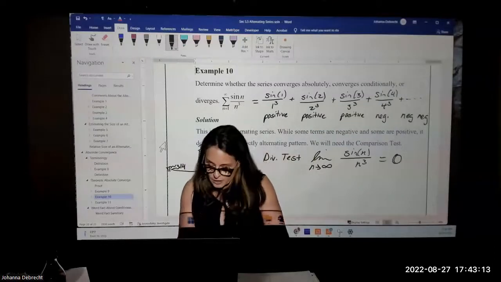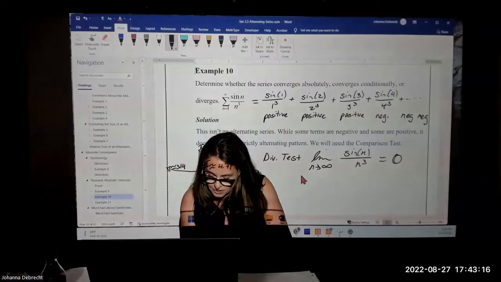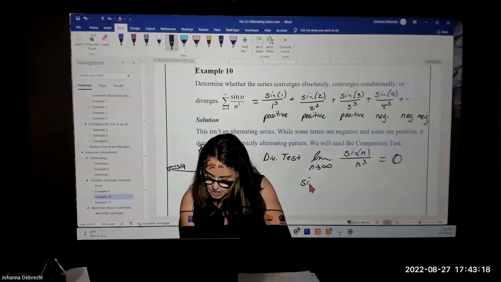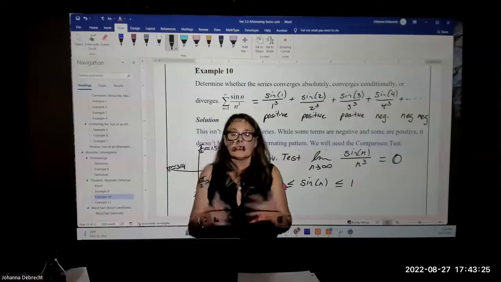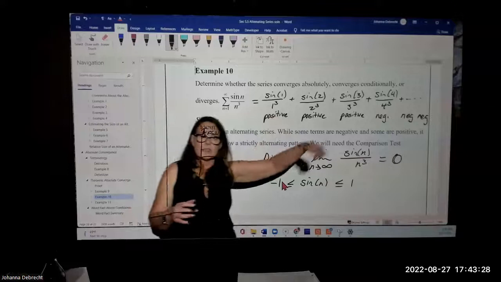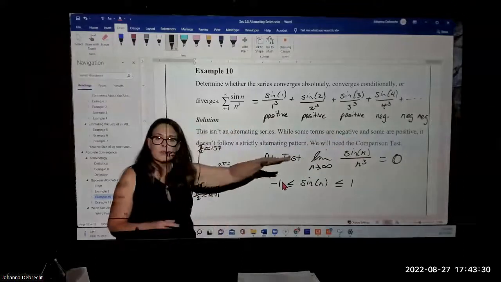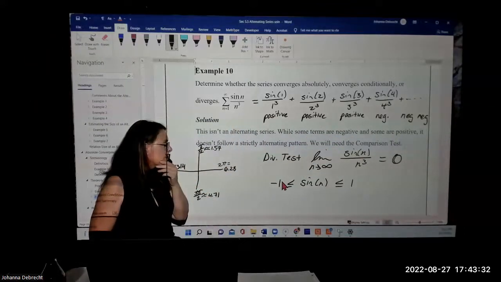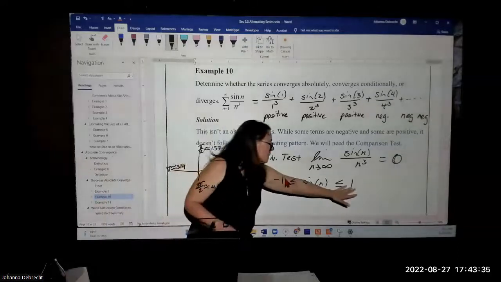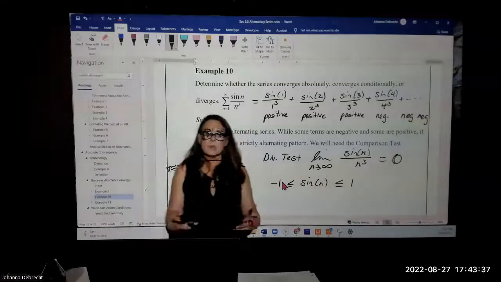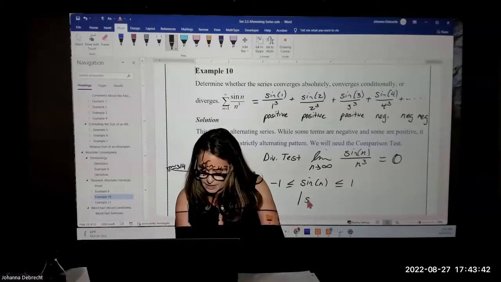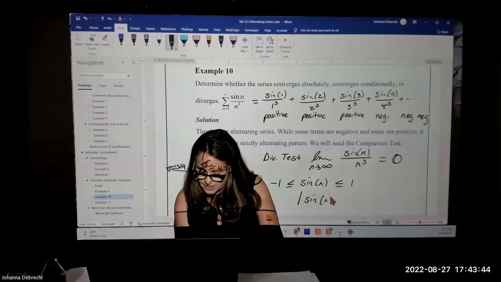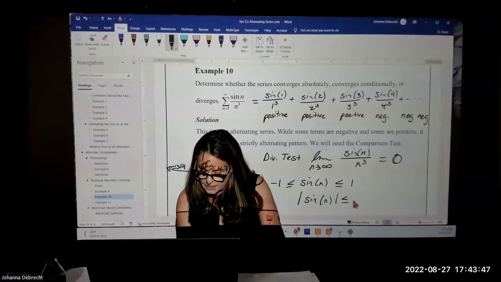Well, what we want to compare it to is we want to think about the trig function itself. So we want to start with the sine of n. Now, we know that that has to be trapped between -1 and 1. That's the definition of sine. You know what it looks like as it oscillates across, never goes above 1, never goes below -1. Trapping something between a number and its opposite is the same thing as saying the magnitude is less than 1, which is the same as saying the absolute value of sine of n is less than or equal to 1.